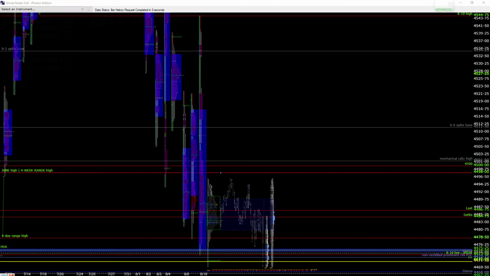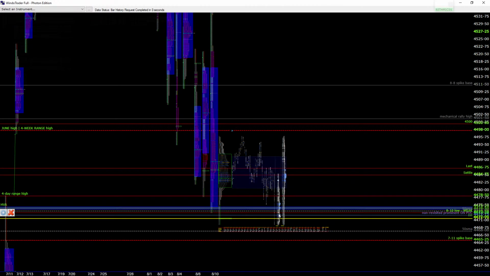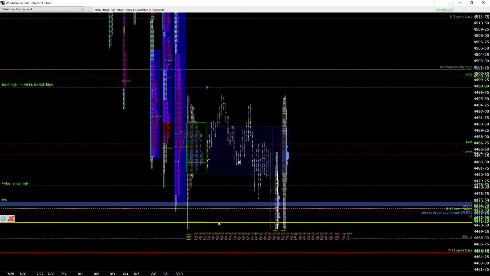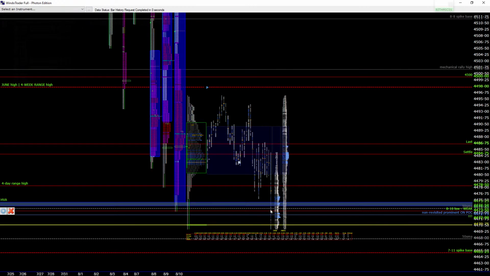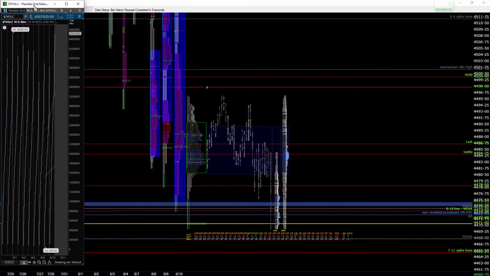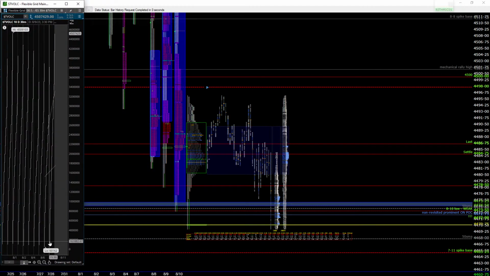Okay. Now we have a spike. Now we have a gap. It's still very early in the period. And what happened yesterday? I am still inside yesterday's range.